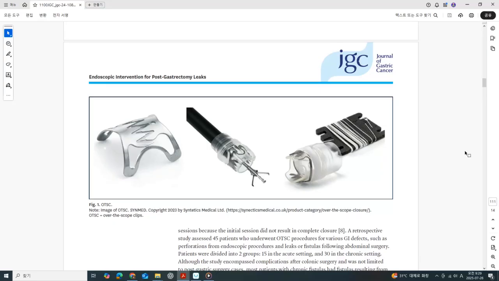Exactly. And other potential issues. The clip could slip during placement, or if you put too many in a narrow area, it could cause a blockage. Rarely, you could cause further injury or a tiny perforation. So technique matters. Right. Okay, so clips are great, especially for acute leaks, but maybe not ideal for chronic ones or really large defects. What about when you need to cover a larger area or keep the passage open while things heal? That sounds like where stents come in.